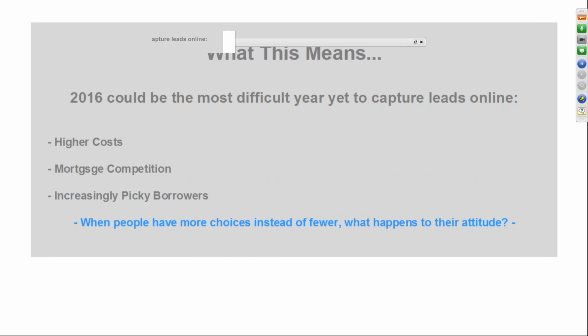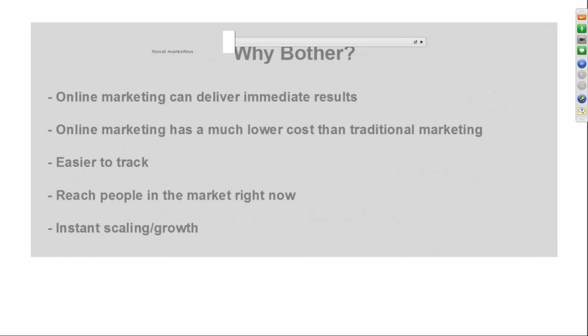So really what that means is we have higher costs, we have more competition, we have increasingly picky borrowers, because what happens when more people are marketing to folks than less? What happens when they have more than just one option? What happens when they have too many options? They become pickier, right? They realize, hey, you know what? I'm in charge here because I'm not just a commodity. These folks need me because it's a shrinking market.